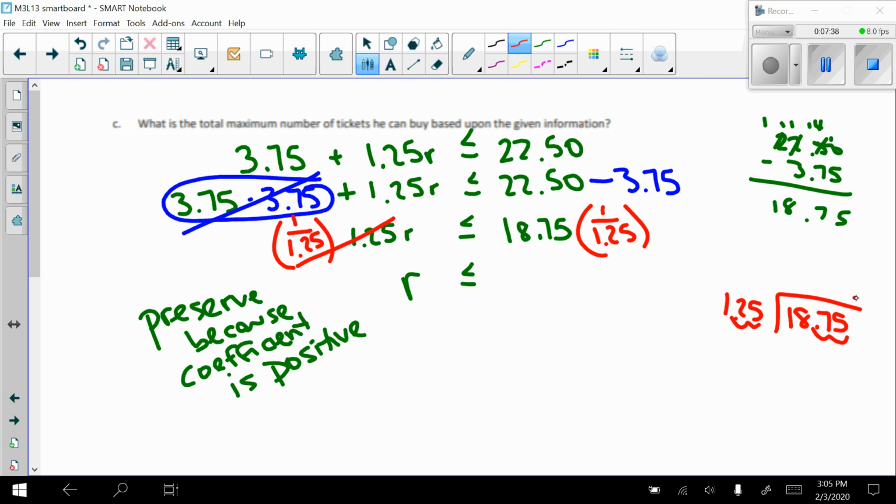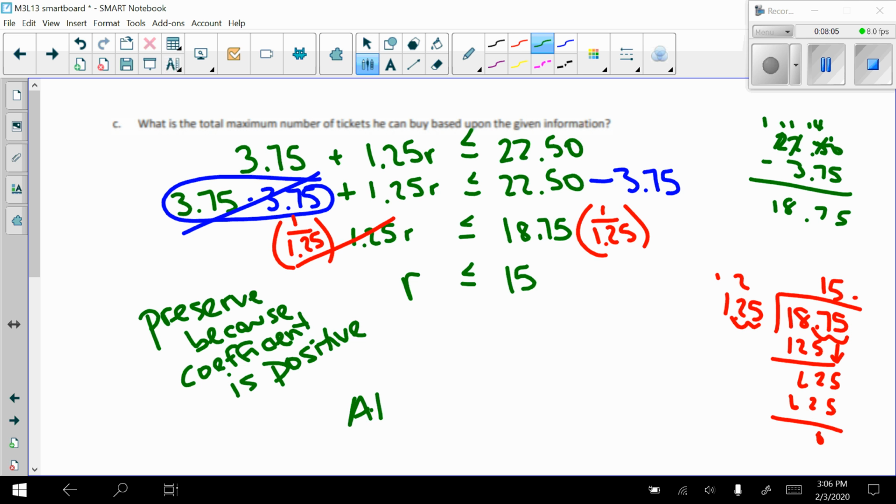125 goes into 187 once, which is 125. 2, 6. Bring down my 5. 125 goes into 625 5 times. 5 times 5 is 25. 5 times 2 plus 2 is 12. 5 times 1 plus 1 is 6. So R is less than or equal to 15.